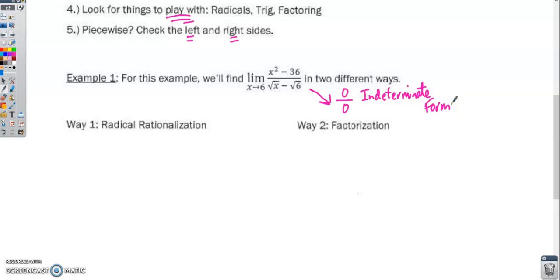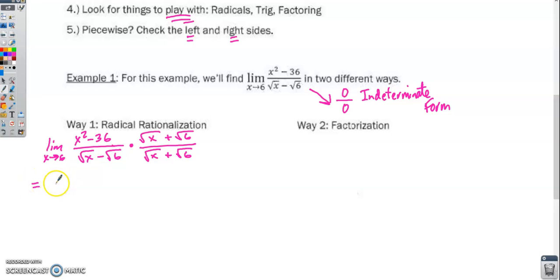Let's start with way number one, this radical rationalization. So if we were doing it that way, we would take the original limit here and we would multiply both the numerator and the denominator by the conjugate of the denominator. So we're going to multiply the numerator by square root of x plus square root of 6. And we're going to multiply the denominator by square root of x plus square root of 6.